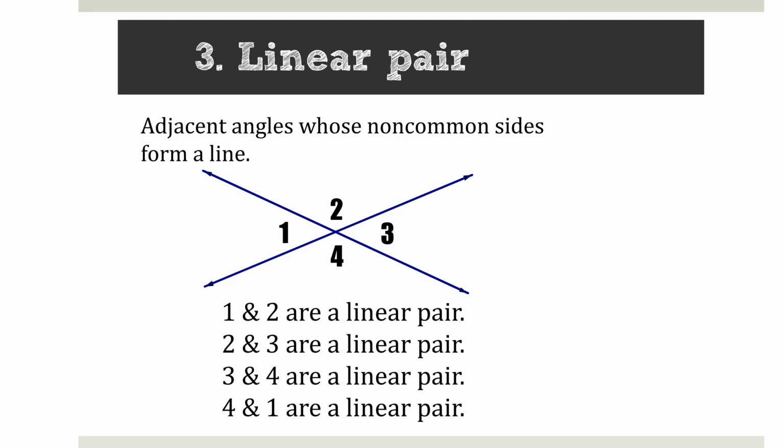And we already talked about the relationship between all those. 1 and 2 add up to 180. 2 and 3 add up to 180. 3 and 4 add up to 180. 4 and 1 add up to 180. They're also adjacent. That's kind of fun.